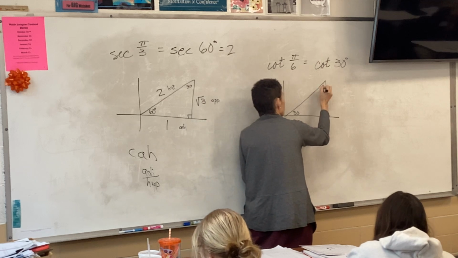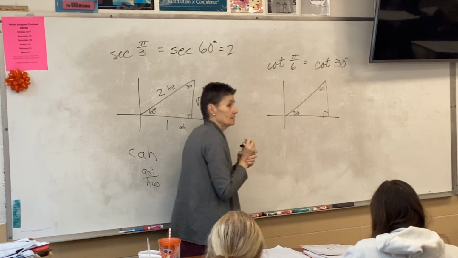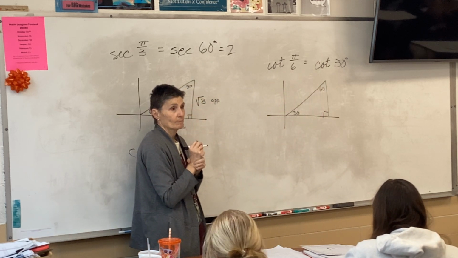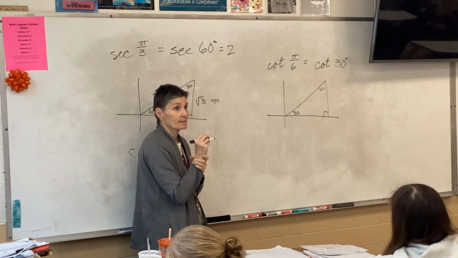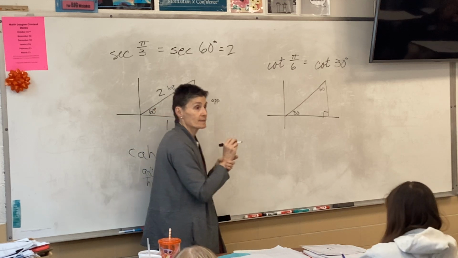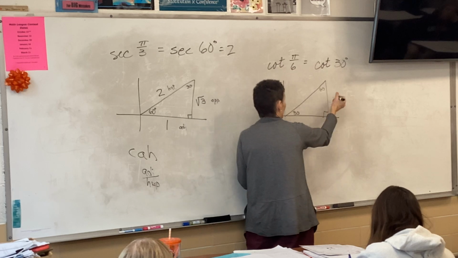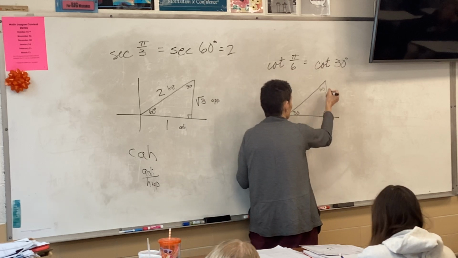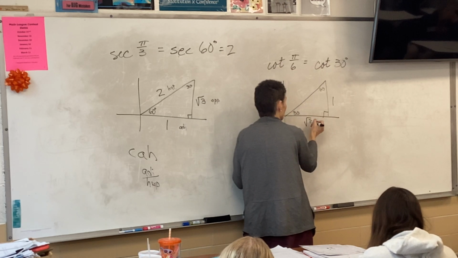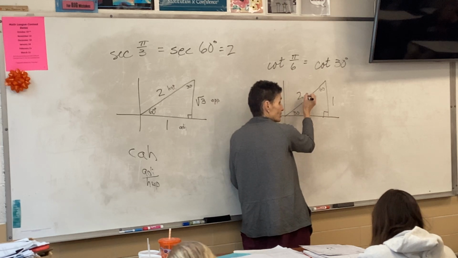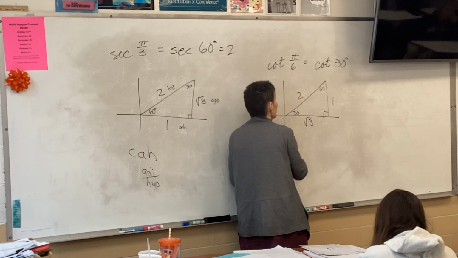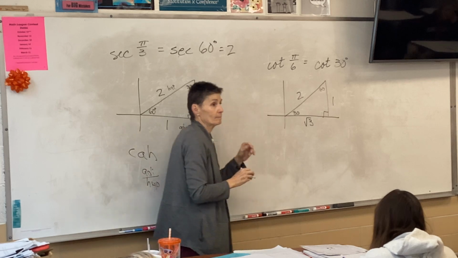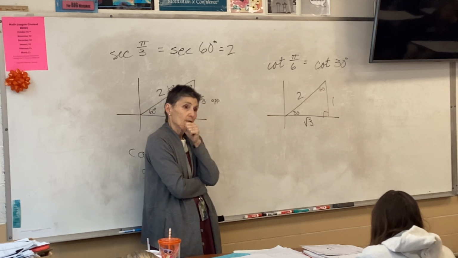This one up here is 60. And now we're going to label our sides. What are our sides? Over here is 1. Here is root 3. And here is 2. You want cotangent. Oh boy.